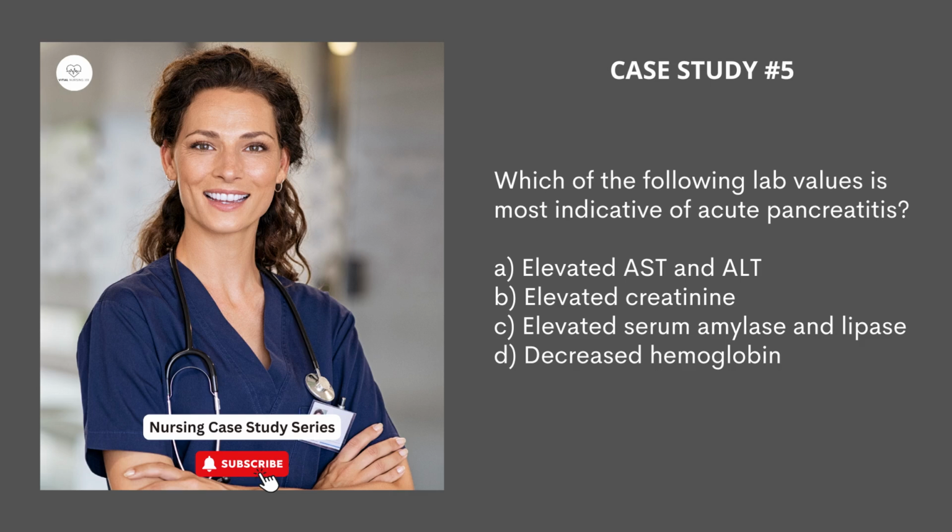Which of the following lab values is most indicative of acute pancreatitis? Is it A, elevated AST and ALT, B, elevated creatinine, C, elevated serum amylase and lipase, or D, decreased hemoglobin? And the answer is C, elevated serum amylase and lipase. These enzymes are most indicative of acute pancreatitis.